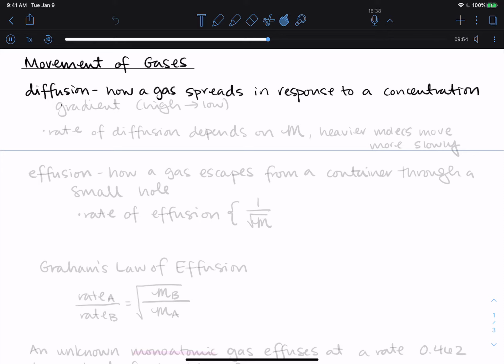So it will move from an area of high concentration to an area of low concentration. And the rate of diffusion depends on the molar mass, uppercase fancy M. Heavier atoms, or heavier, we'll say heavier molecules, because it could be either, move more slowly.